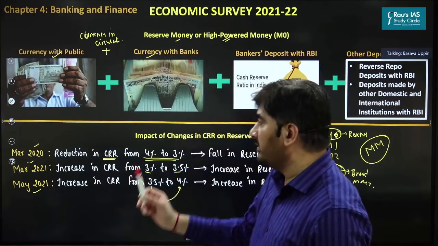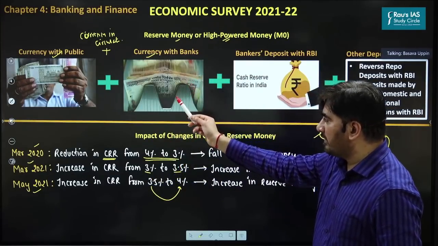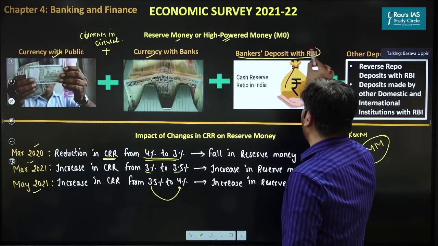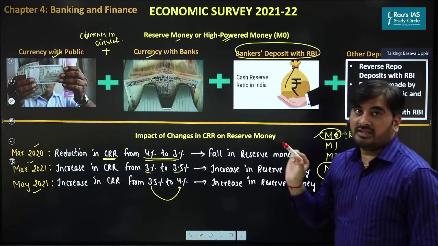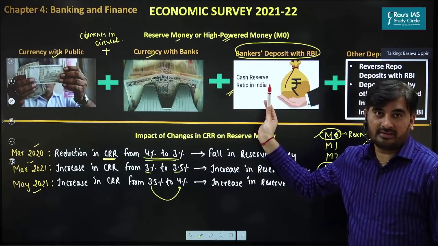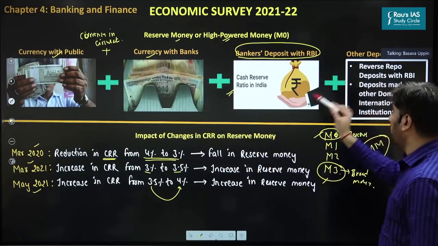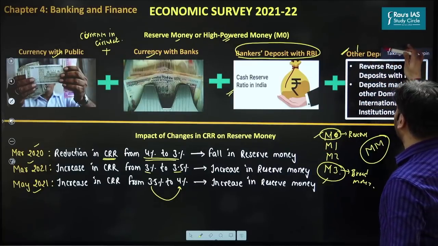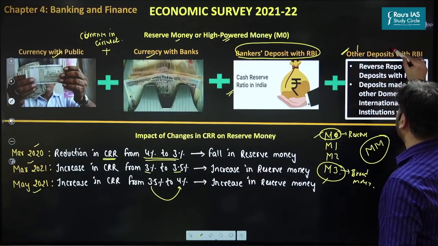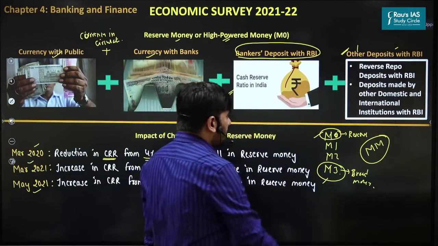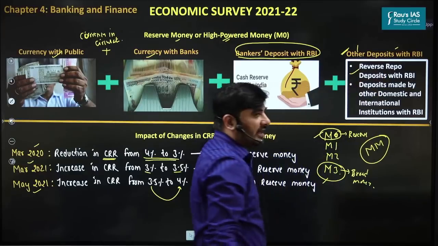So you have the currency in circulation, which is currency with the public and currency with the banks, and then bankers' deposits with the RBI, which is basically the CRR deposits with the RBI. So this is the third component. And look at the fourth component. Fourth component is other deposits with the RBI. And this other deposits with the RBI include the reverse repo deposits with the RBI.